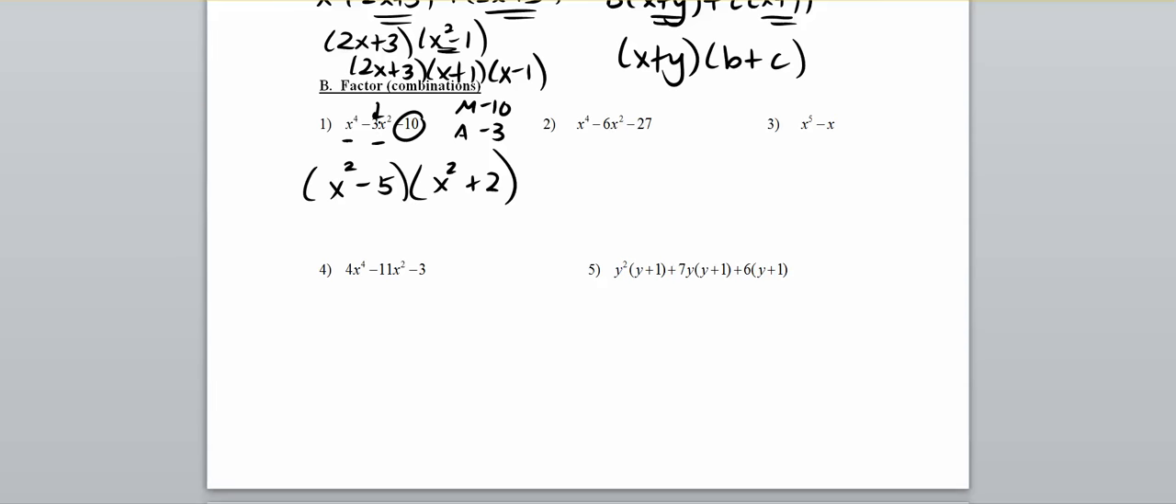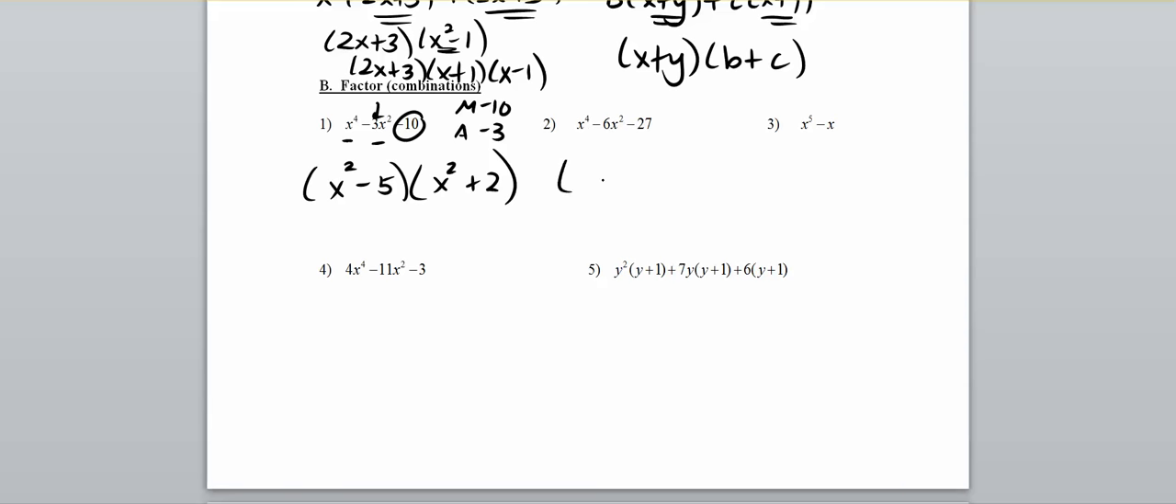All right, so it's very similar to the trinomial factoring, except we have x squared and x squared. Again, look to factor these, but because this is a sum, I definitely can't factor it. This is a difference, but 5 is not a perfect square, so I'm done. All right, same concept on number 2.